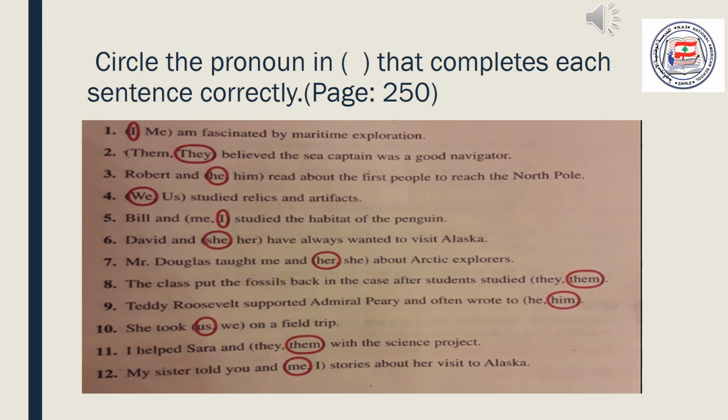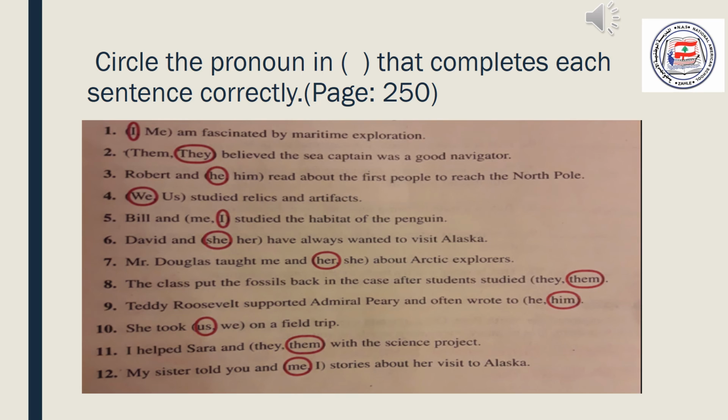2. They believed the sea captain was a good navigator. They is a subject pronoun that comes before the verb believed. 3. Robert and he read about the first people to reach the North Pole. So he is a subject pronoun that comes before the verb read. 4. We studied relics and artifacts. We is a subject pronoun that came before the verb studied.